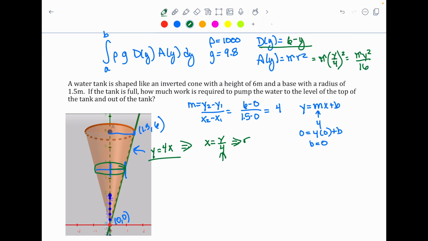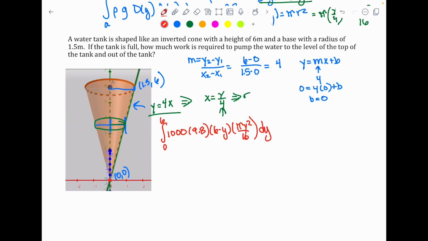And let's go ahead and start plugging that back into our formula. The lowest slice I can have is at y equals 0. So that's my A value. The highest slice I can have is the y value at 6, because that's the top of the tank. The density of water is 1,000. Gravity is that 9.8. We have our distance function of 6 minus y. And we have our area function of pi y squared over 16. And we're multiplying that all by that dy value.